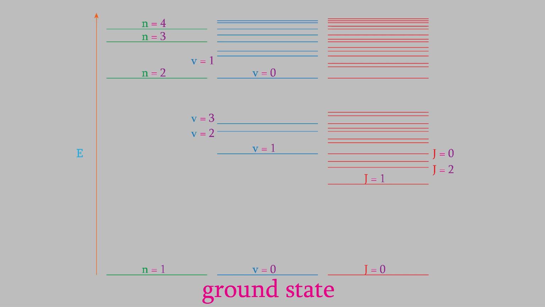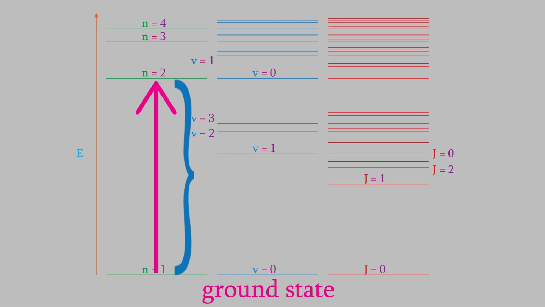But let's look at what this diagram is actually telling us. The electronic energy levels are spaced apart by a fairly large energy, and for that reason, it takes a photon with a lot of energy to raise an electron from one electronic level to another.